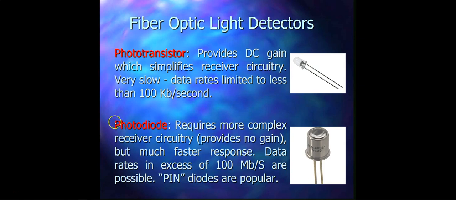Phototransistors and photodiodes can both be used for sensing light, but the phototransistor is more sensitive in view of the gain provided by the fact that it is a bipolar transistor. This makes the phototransistor more suitable in a number of applications when compared with photodiodes. So these were the two fiber optic light detectors.